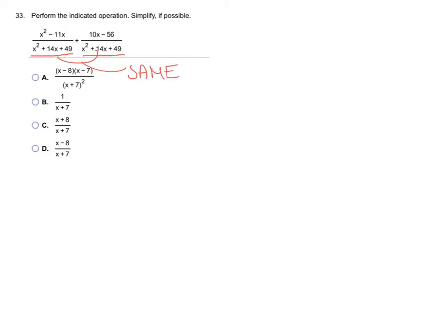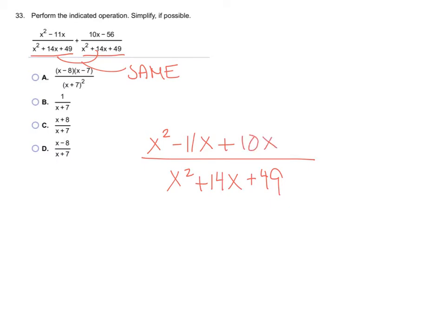Since they're the same, that means that we can add the numerators together and place them over the denominator. So I'll write my common denominator, which is the x squared plus 14x plus 49. That will stay on the bottom. And then I'll just combine the top values together. So I'm adding the x squared minus 11x to the 10x minus 56.